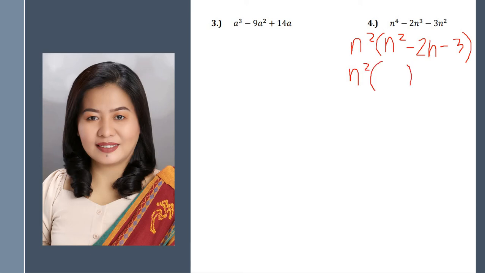If you're not sure of the factors, we'll just create the parentheses. Factors of n squared are n and n. Factors of 3, we have 1 and 3. The last term has a minus sign, which means the signs would be different, two different signs. Since the middle term is negative, we give the minus sign to the larger number, which is 3, and 1 will have a plus sign. So the factors of n to the fourth minus 2n cubed minus 3n squared are n squared times n plus 1 and n minus 3.